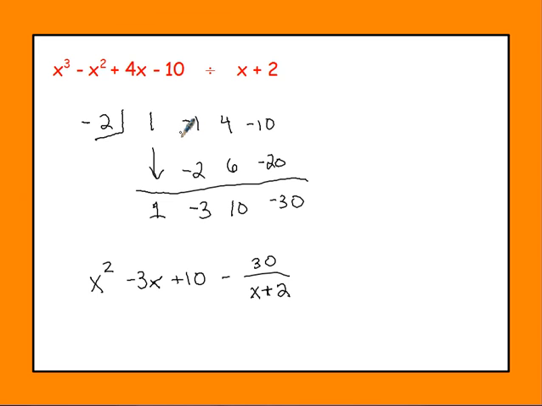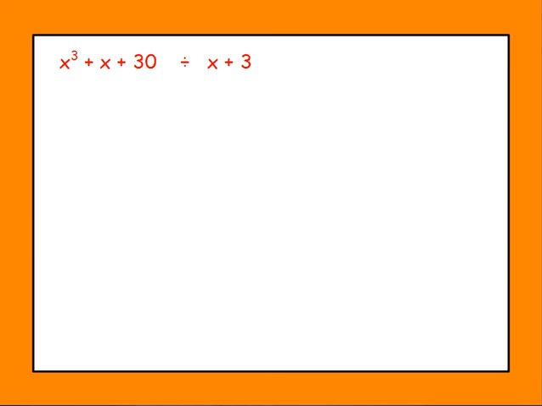Okay. You see why most students prefer synthetic division? It's very simple, very easy, but again, it only works with the easy problems. All right, let's try another one. I have x cubed plus x plus 30 divided by x plus 3. Okay, so I'm here in my box. What am I going to write? Opposite of a. In this case, it's going to be a negative 3.